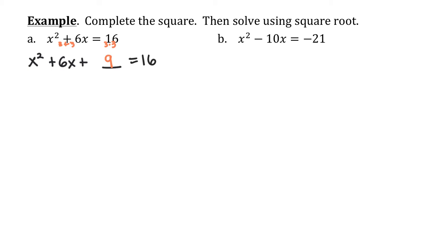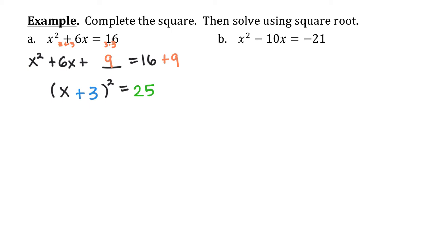Now because I added 9 to the left side of the equation, I have to also add it to the right side of the equation to balance the equation. The reason we completed the square here is so we could factor it into a binomial square. A binomial square, remember, is something plus something squared or something minus something squared. Because this is x squared, this must be x. And then to get 9, it's 3 times 3. And because it's a positive 6x, this must be a plus 3. On the right side, if I do 16 plus 9, I get 25.